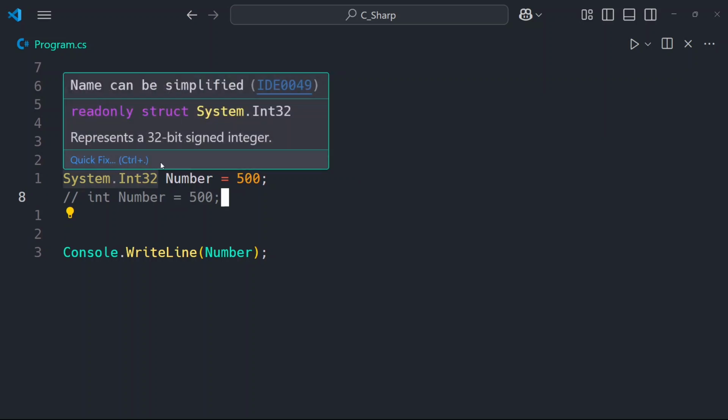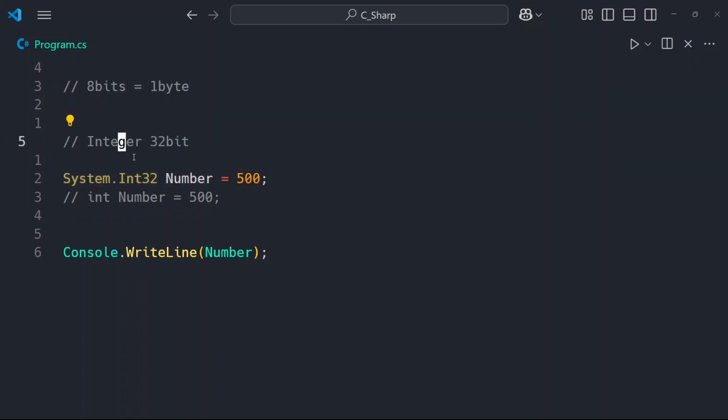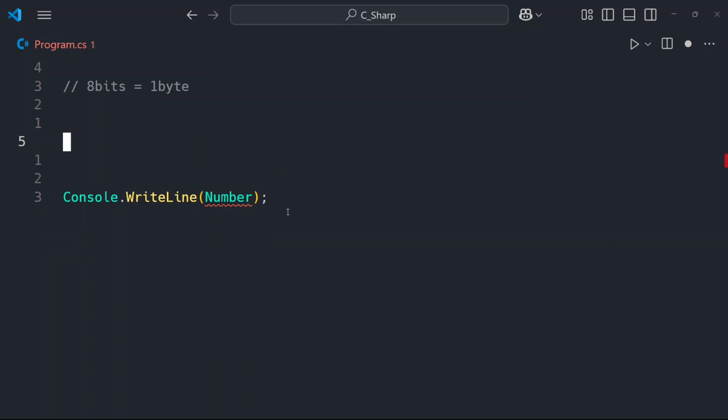Integers, Int32, can hold between negative 2.1 billion all the way to positive 2.1 billion. Remember, int is the default. I don't think it's just C sharp though. I think it's all programming languages, or most. I'm not going to pretend to know everything about other programming languages.